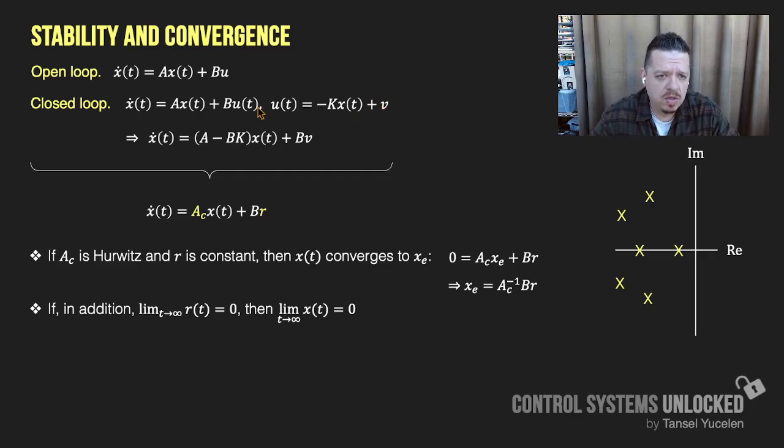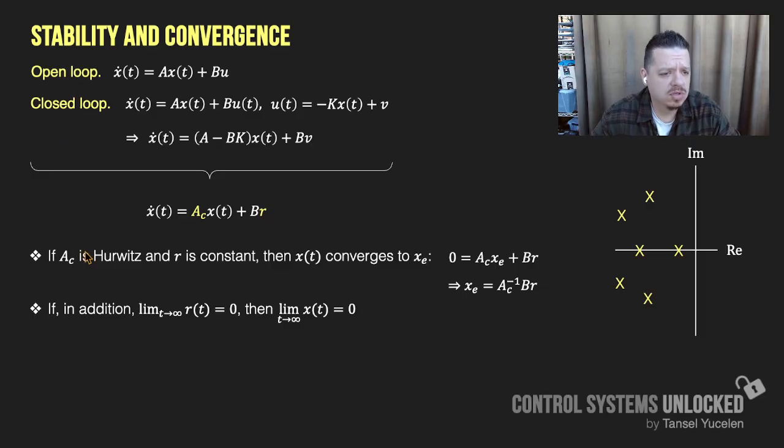So in this case, when you close the loop with this control signal and plug this in here, you are looking at Ax plus, A minus BK x plus Bv. So regardless, whether you are looking at an open loop system or a closed loop system, we are looking at this. This can represent an open loop system if A_c is A and r is u, constant, or it can represent a closed loop system if A_c is A minus BK and r is v. That's why I wanted to represent it in this generic form. It can represent an open loop or a closed loop system.